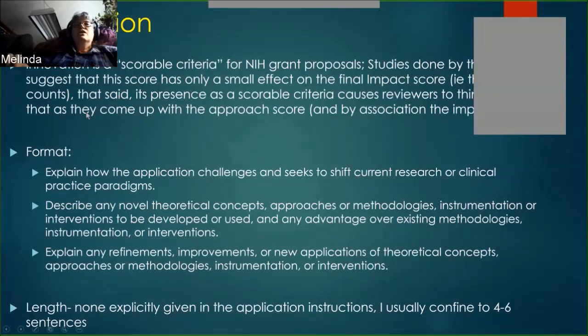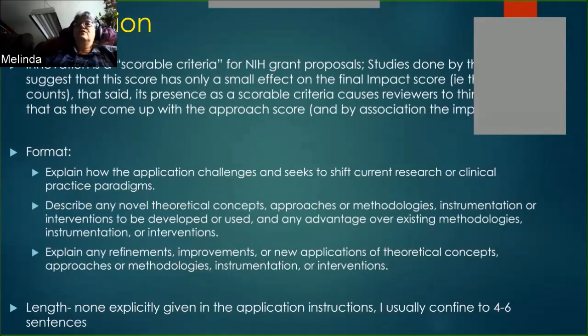So innovation tends to be explaining how the applicant challenges and seeks to shift current research or clinical practice paradigms, any novel theoretical concepts, and any refinements or improvements. Now, the application usually doesn't specify a length for innovation. I typically confine this to 4 to 6 sentences, because you want to explain how what you're doing is innovative, but you have to give the detail to sell that in the main part of your approach.